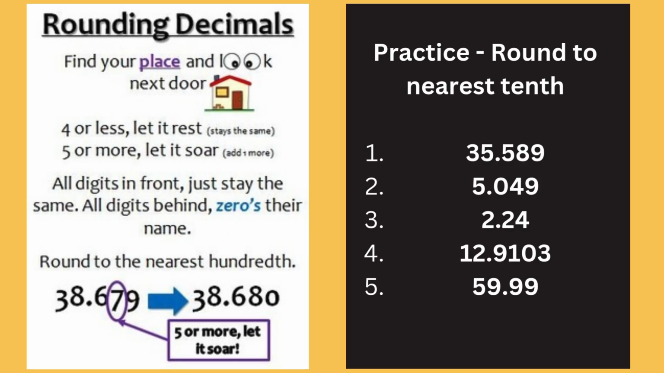Number 5, I have 59.99. The nearest tenth is this 9. And I look to the buddy, it's greater than 5, so I have to round up. When I round up, this makes this a 10, a 0, and I got to carry the 1, so rounded it would just be 60.